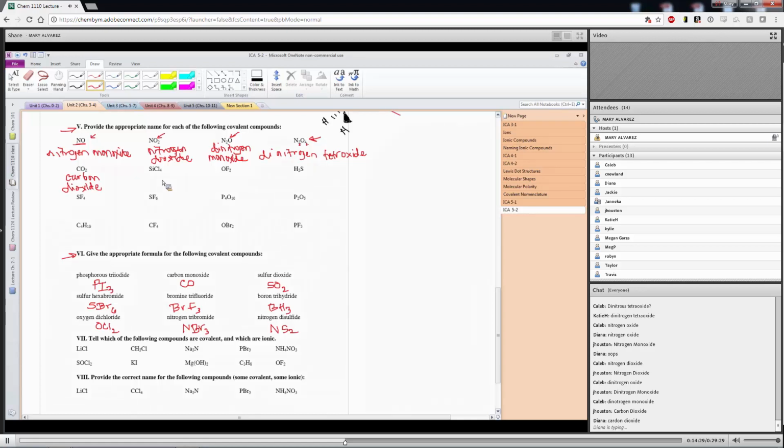SiCl4, how would you name that? Silicon tetrachloride. Nicely done. 1 silicon, 4 chlorines.